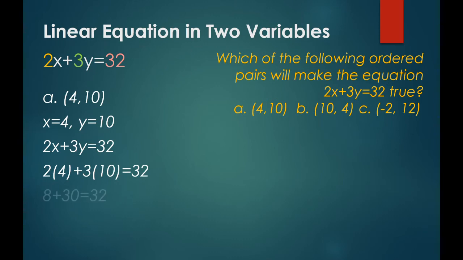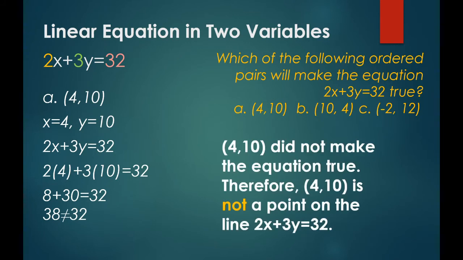2 times 4 equals 8. 3 times 10 is 30. Is 8 plus 30 equals 32? No. 38 is not equal to 32. Meaning, 4, 10 did not make the equation true. Therefore, 4, 10 is not a point on the line 2x plus 3y equals 32.